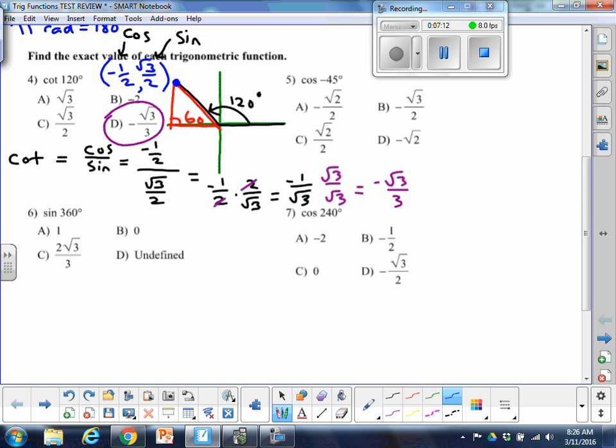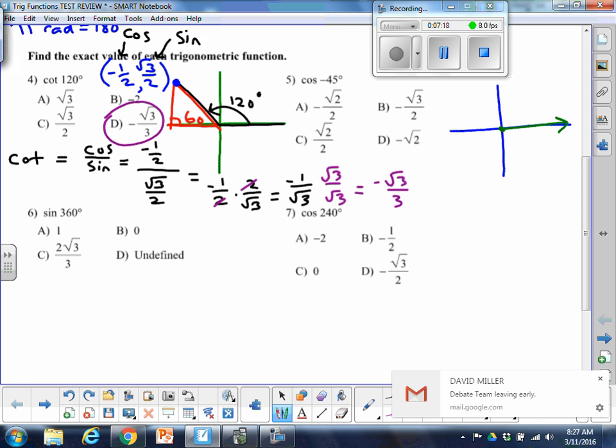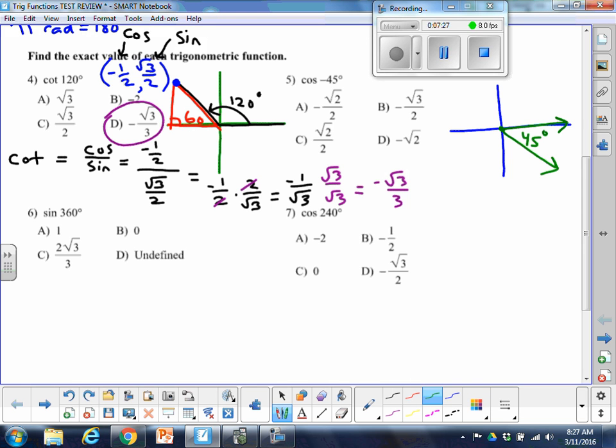Okay, number 5, cosine of negative 45. Again, let's draw a little picture. All angles start this way, but negative means we're going to go clockwise. So we're going to end up down here with 45 degrees. And then we can again think on the unit circle. 45-degree reference angles are the ones that are all of the root 2 over 2's. And this one being in the fourth quadrant means that the y is negative, but the x is positive.